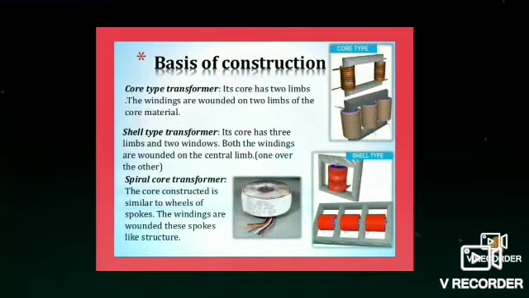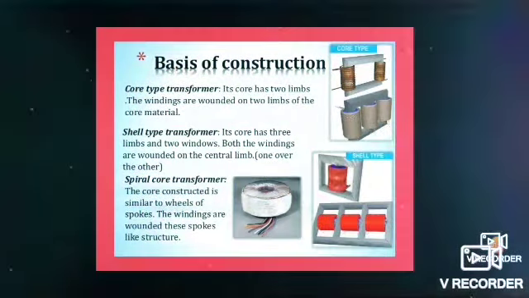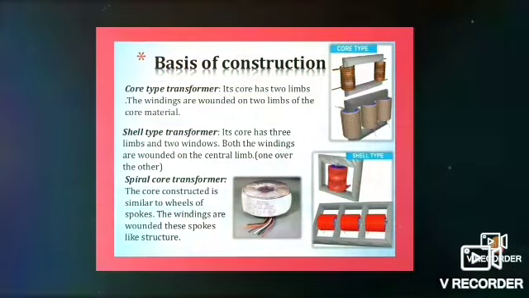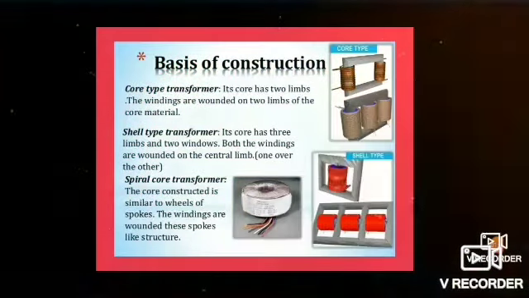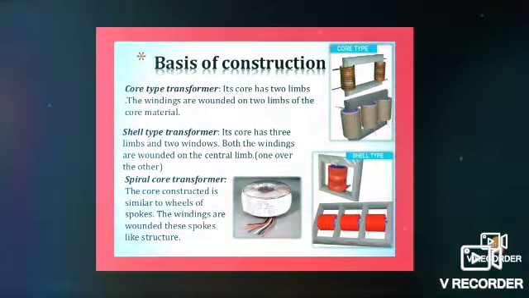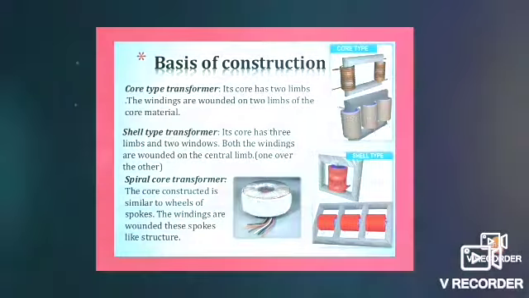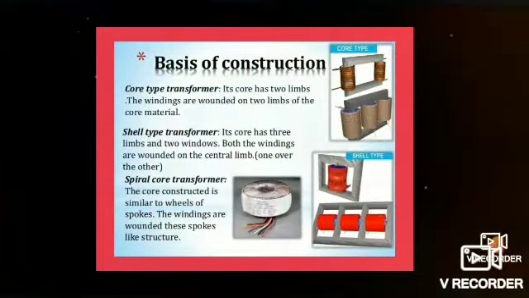Then shell type transformer, its core has limbs and two windows. See the second diagram. It shows the shell type transformer. Its core has three limbs and two windows. Both the windings are wound on the central limb, one over the other.